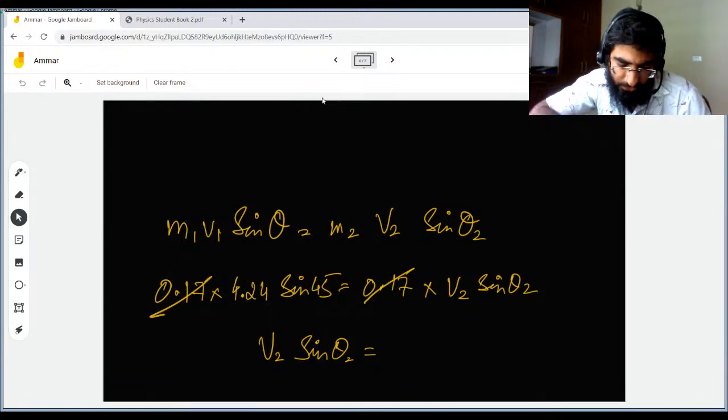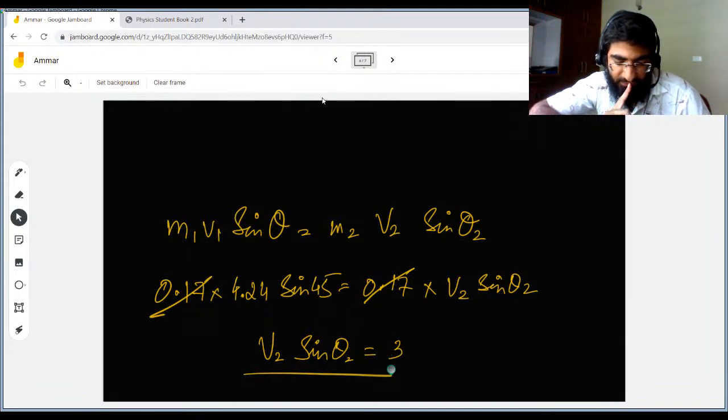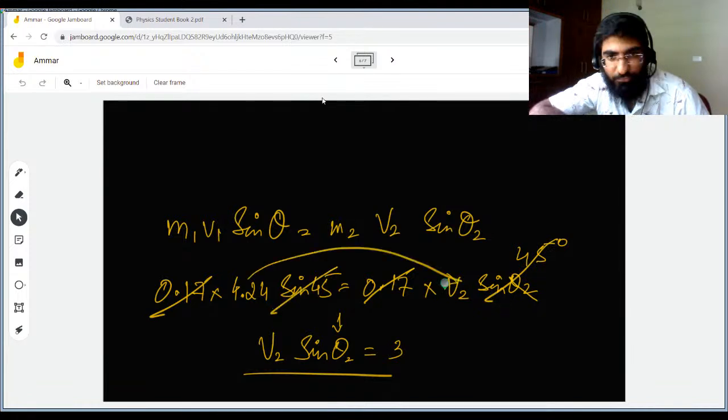Okay, so let's say it is roughly 3, almost equal to. So v2 sine theta is 3. Now it depends at what angle it shoots off. Let's say it shoots off at 45 degrees. If it shoots off at 45 degrees and I have got 45 degrees over here as well, the sine 45 would also cancel out and 4.24 will come equal to v2.